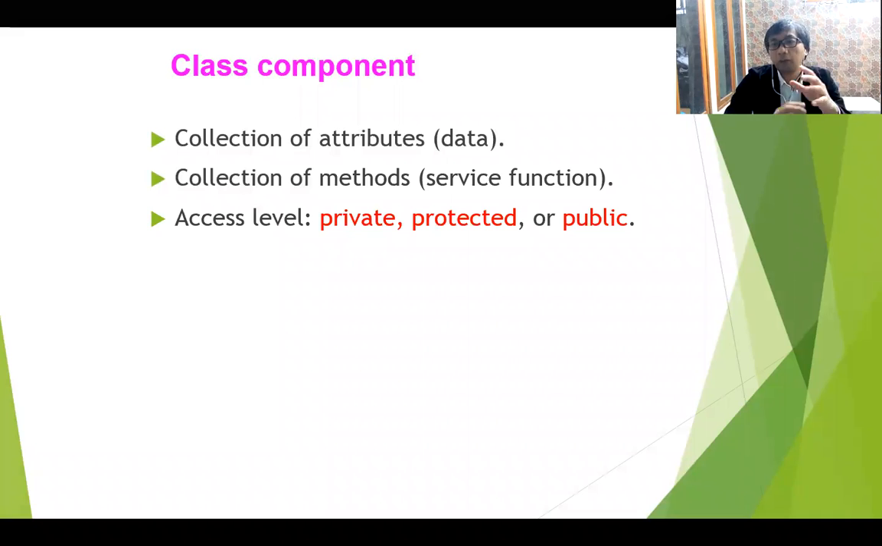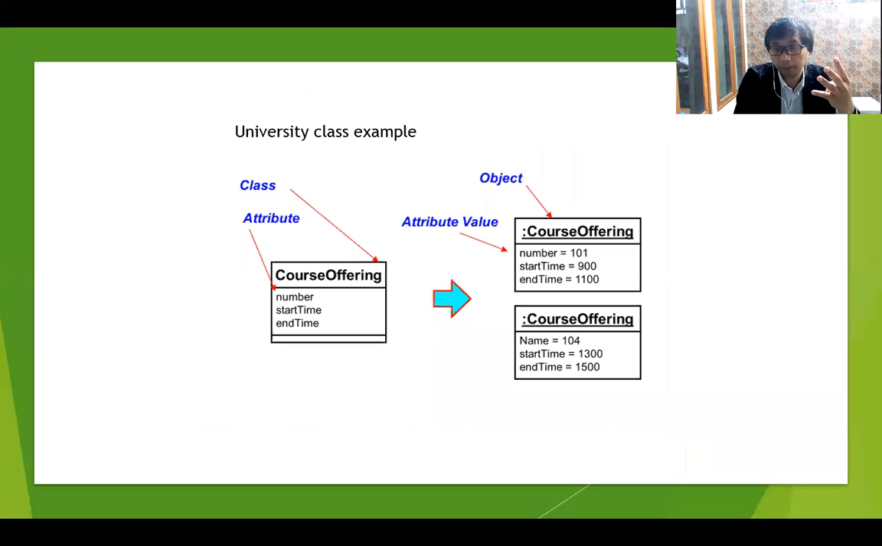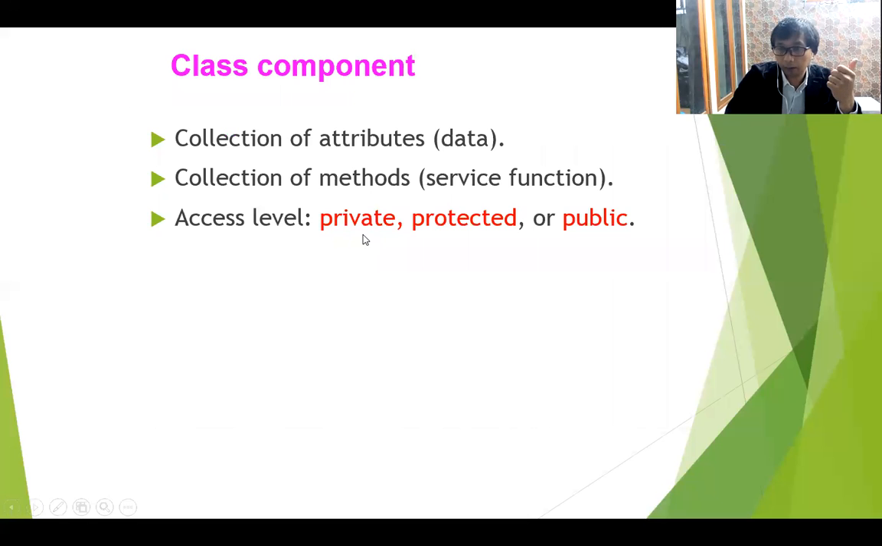So the class component will be a collection of attributes and a collection of methods, and also it has an access level. So access level will be described as encapsulation. Okay, the encapsulation concept is a class access level. So there are three access levels in a class. There is private, protected, and public.